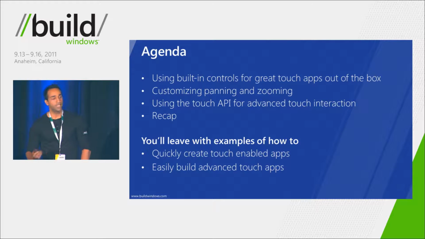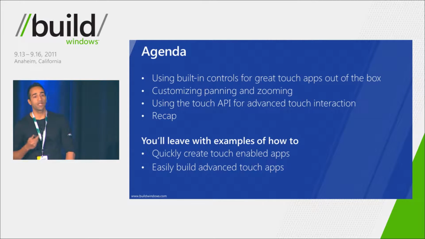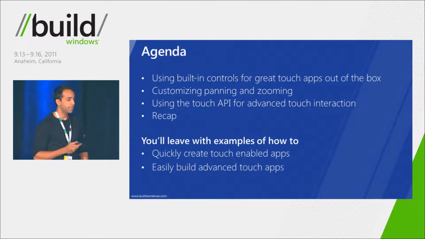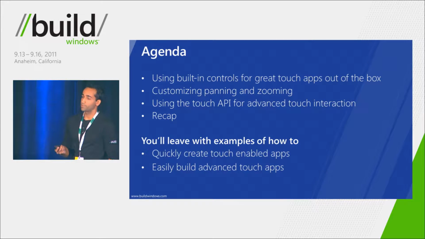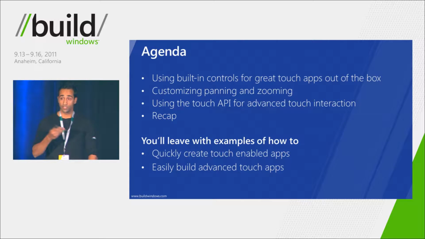In the keynote on Tuesday, you saw that Windows 8 introduced new touch capabilities that really define and shape the user experience. In this session, I want to talk about how you can get those same touch capabilities in your XAML app. First, I'm going to talk about our controls and how they enable some of those touch capabilities. I'll talk about how you can customize panning and zooming. And finally, I'll talk about advanced touch scenarios or interactions and how you can leverage our touch API. My goal in this session is to leave you with examples of how you can easily use the touch API to build advanced touch scenarios and how you can quickly build great touch apps out of the box using the controls we provide you.